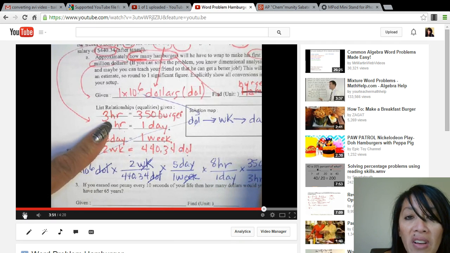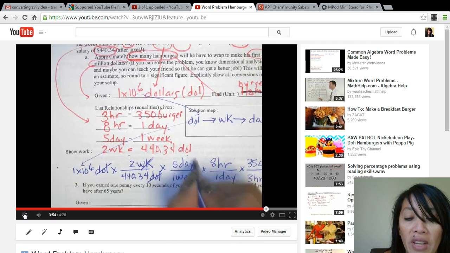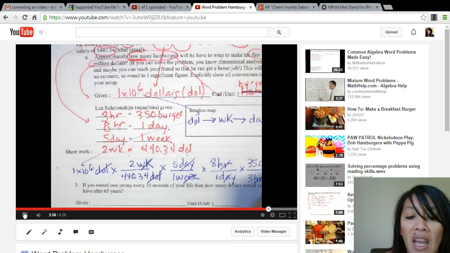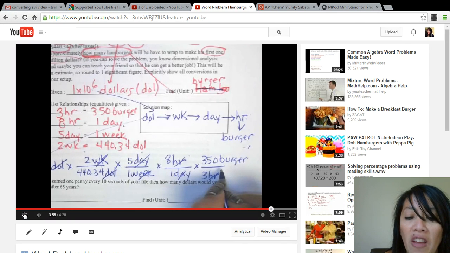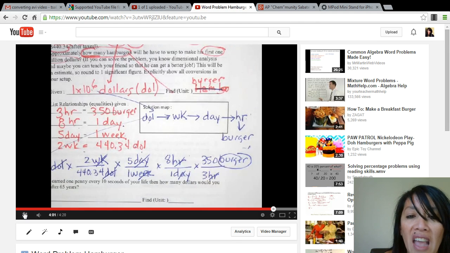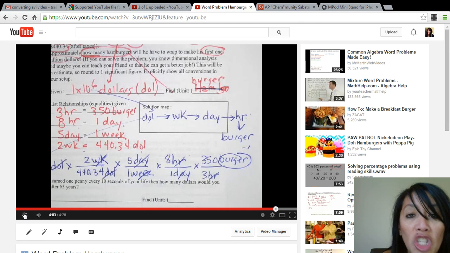So before I even start calculating my answer, I'm going to check that the rest of my units cancel. And sure enough, I end up with burgers. As I calculate my answer, I get 2.1 times 10 to the 7 burgers.